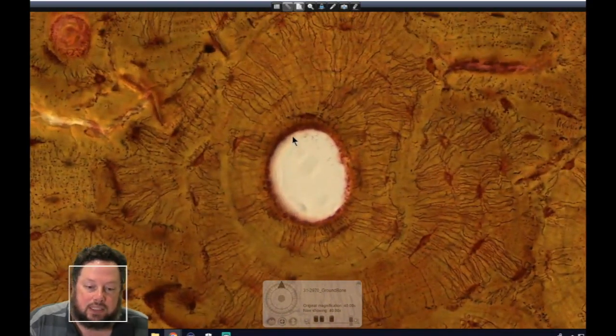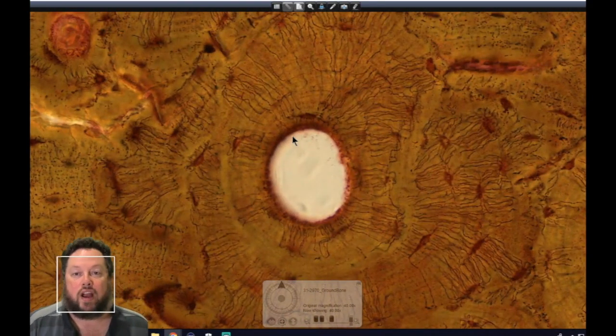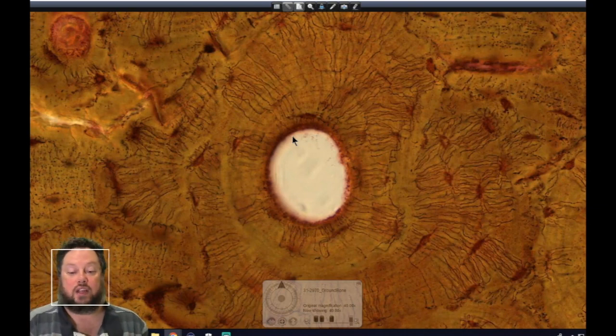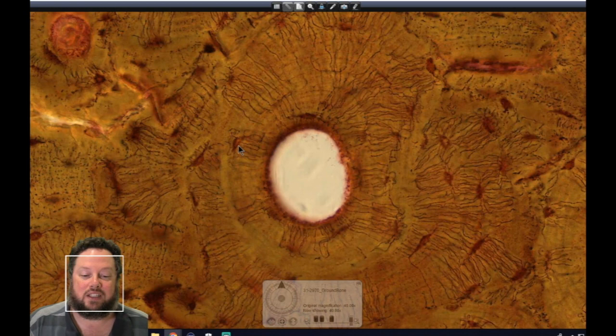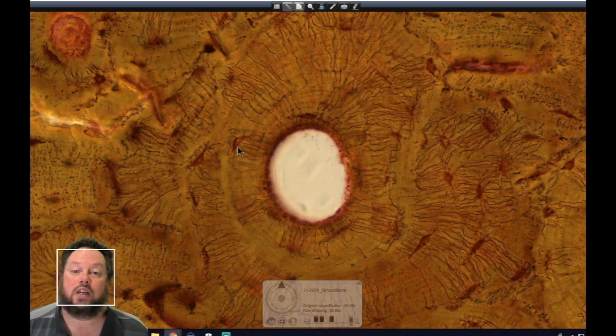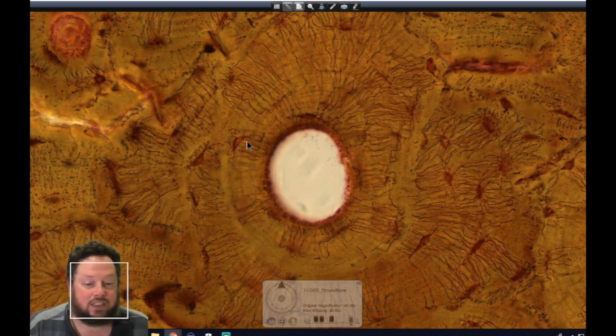Now, we can see here, for those of you who have arachnophobia or if they're insects, please bear with me. These do look a little bit like spiders or ants or something like that. This region here represents the lacuna where the osteocyte used to exist.